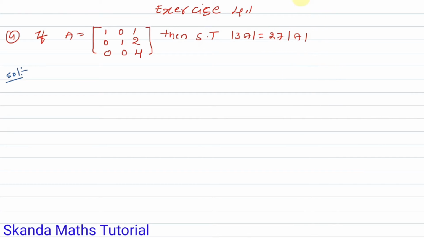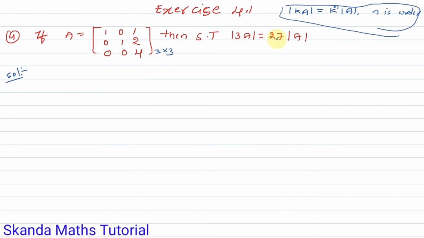In my previous video I told you that the determinant of kA is equal to k to the power n times determinant of A, where n is the order. This is the principle, the formula, so keep it in mind. Based on this, 3A is 3 to the power 3, because it is a 3 by 3 order, which means 27 determinant of A. This is correct, but we should check it out.